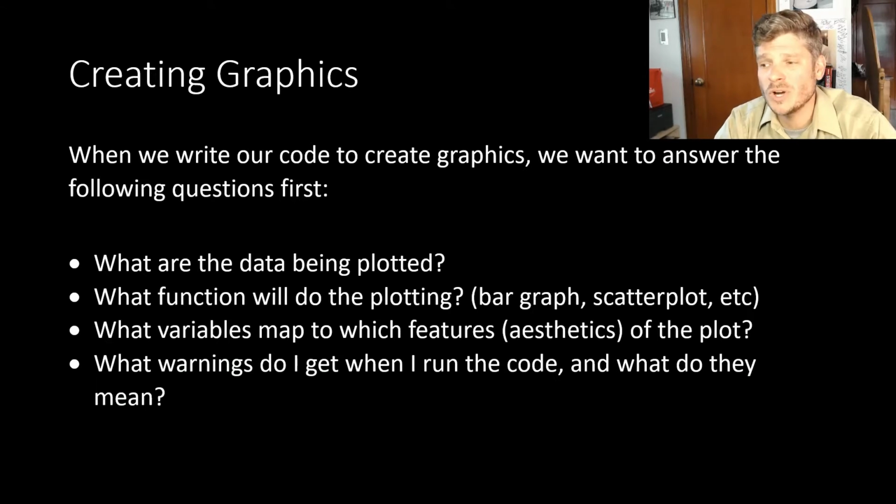And then also, what warnings do I get when I run the code, and what do they mean? You're going to see when you run your code, you're going to get errors all the time. Is it important? Does it matter? What does the error mean? A lot of times it's just missing data. But it's very important that we notice it and are cognizant of it, to make sure my graph is actually doing what I want it to be doing.